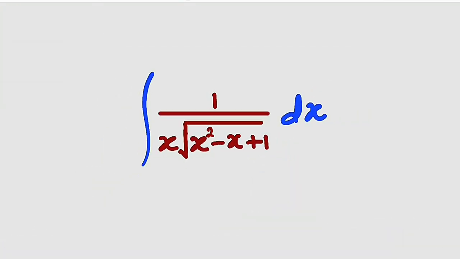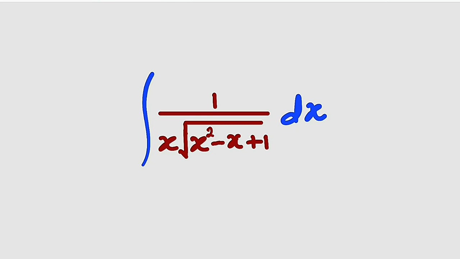Here is our last problem. We are going to integrate the function 1 divided by x multiplied by the square root of x squared minus x plus 1 with respect to x. Alright, first of all, I would like to get rid of this x right here. I only want to see square root of a function down here. And how can we do that?